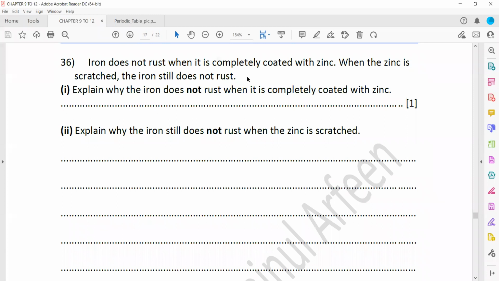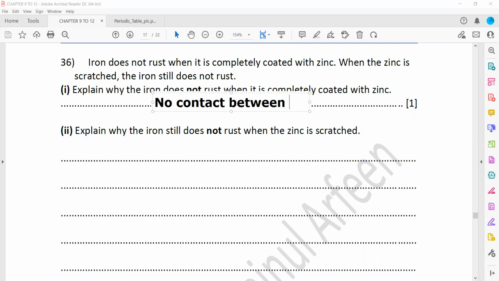Question 36: iron does not rust when it is completely coated with zinc. When zinc is scratched, iron still does not rust. Why does iron not rust when it is completely coated with zinc? Iron does not interact with oxygen, or is not exposed to oxygen, or zinc prevents the contact between the iron and oxygen. So you can also mention there is no contact between them.